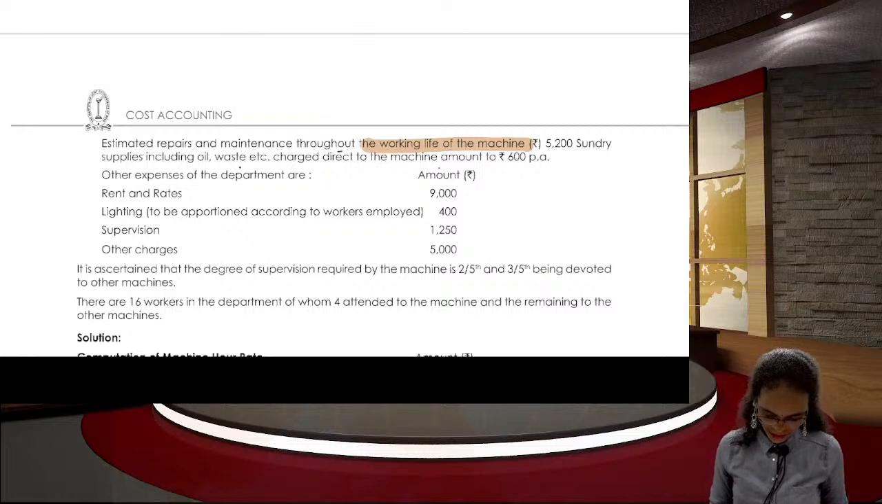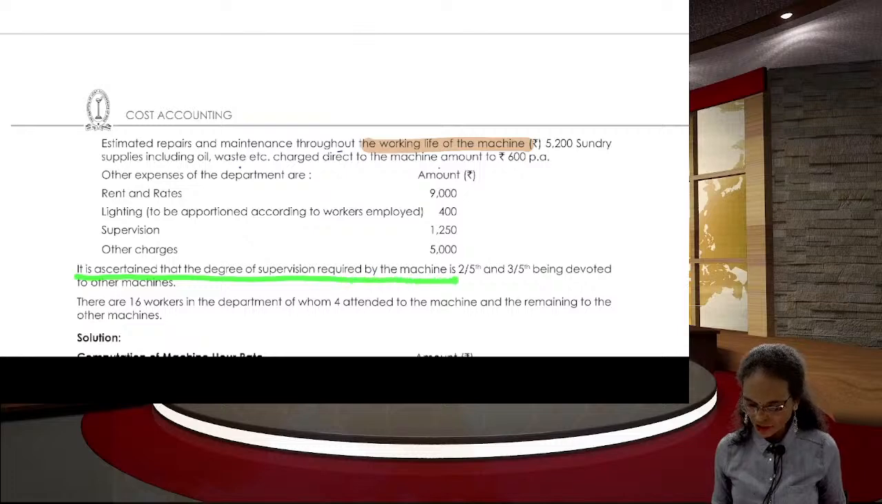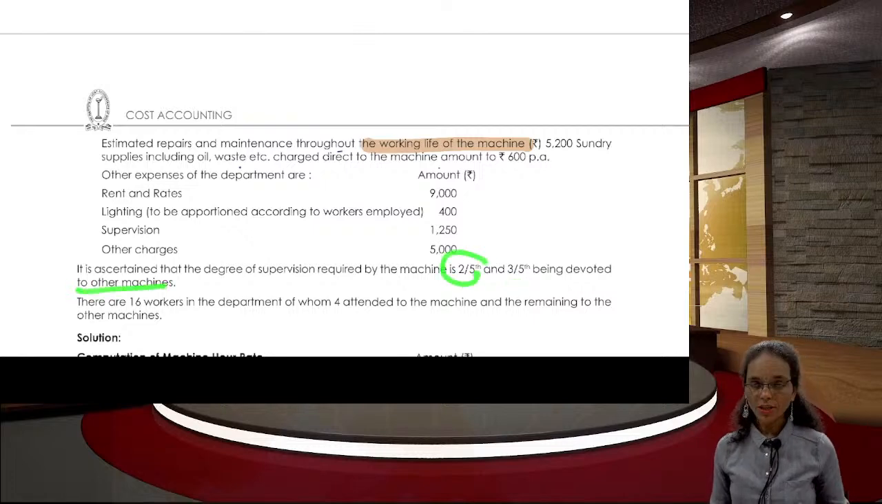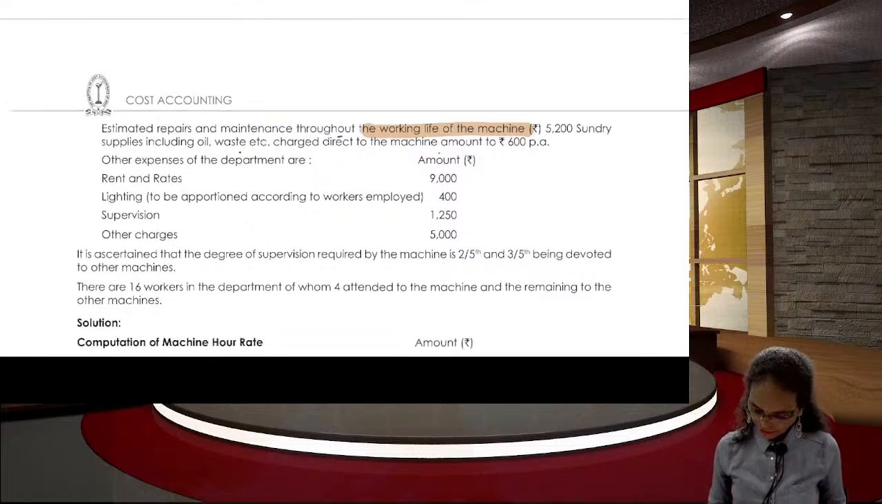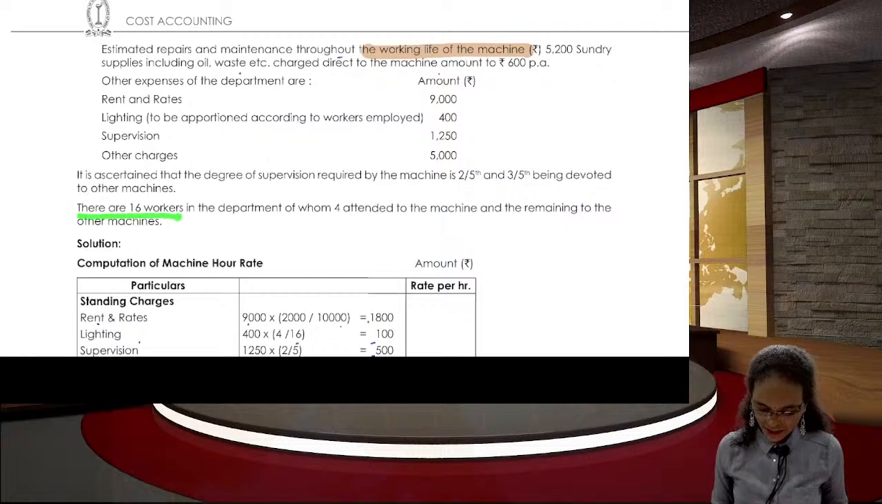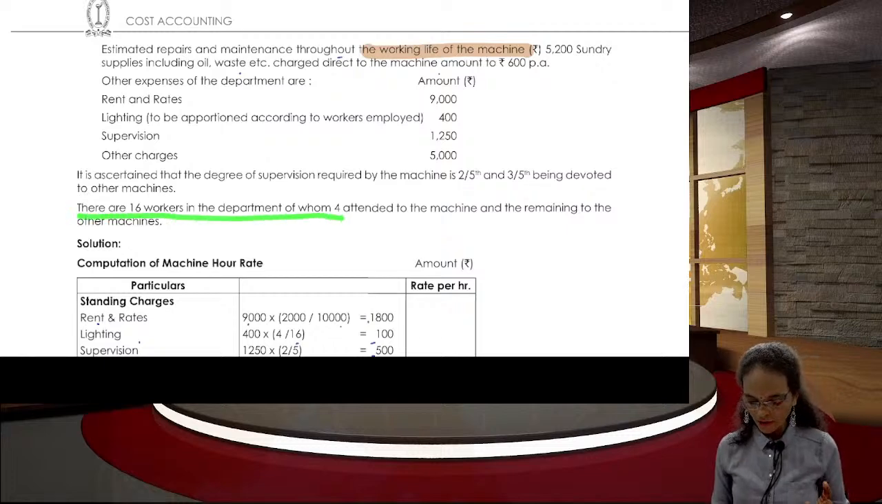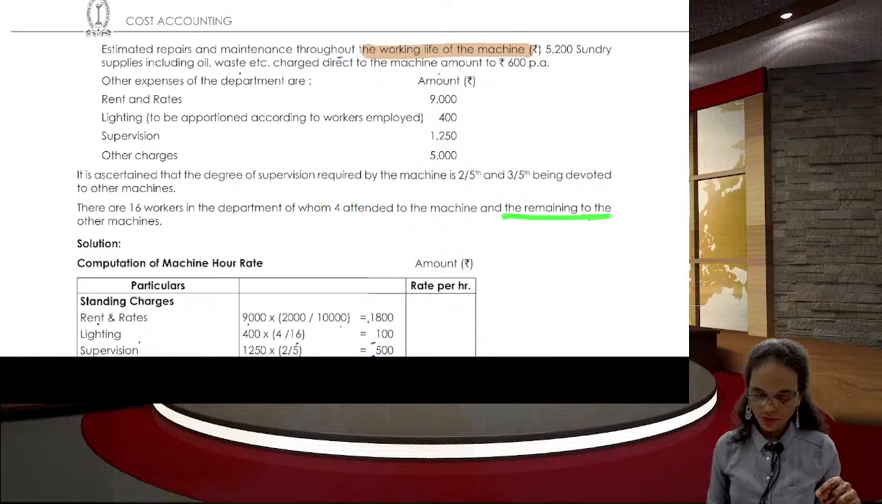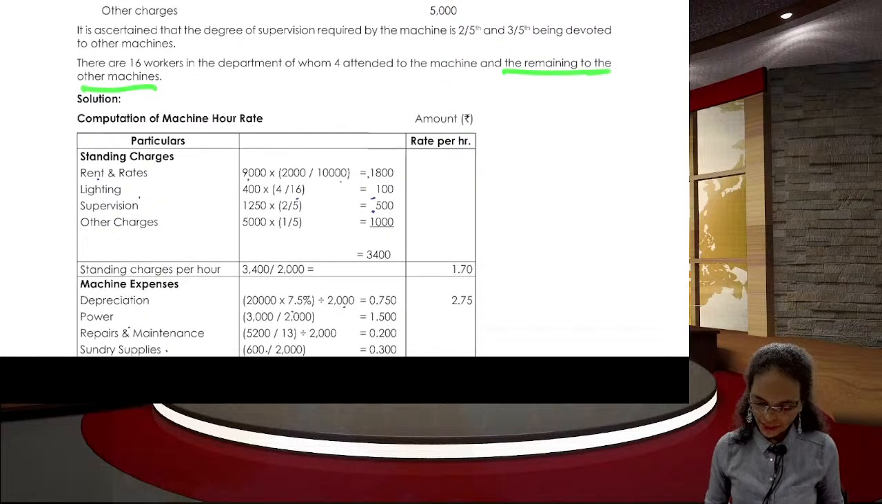Right. It is ascertained that the degree of supervision required by the machine is 2/5, and 3/5 is devoted to the other machine. There are 16 workers in the department, of whom 4 attend to this machine, and the remaining to the other machines. Right.